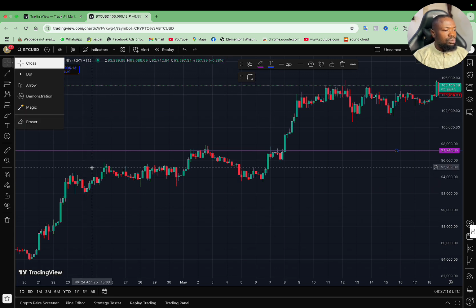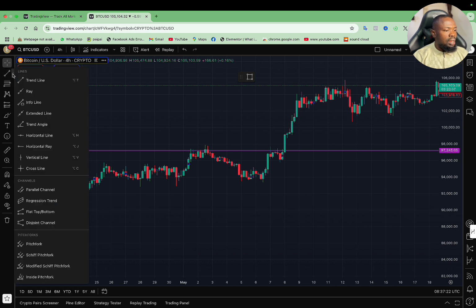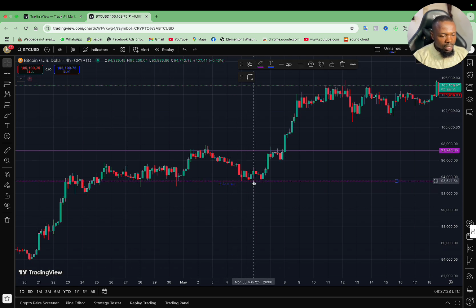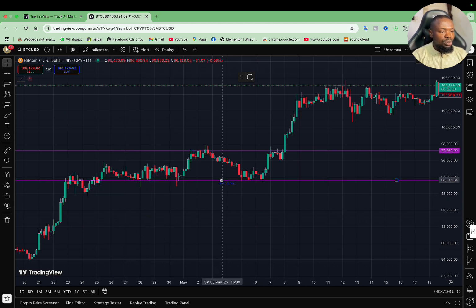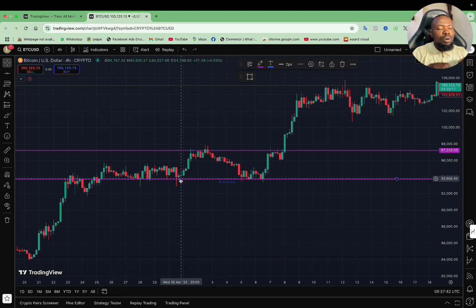So I'm going to come here to where we have tools, and then I'm going to select horizontal line. Then I'm going to just click, and then I'm able to draw a support line. So you can see on this support line now, Bitcoin could not also break. It was within this range, right? It was trying to. So now this support did not allow the price to drop.